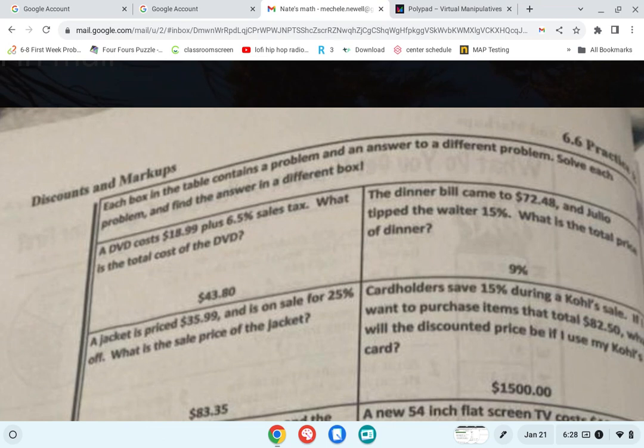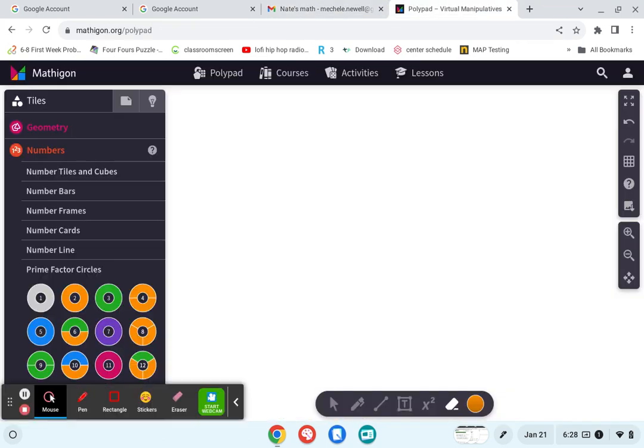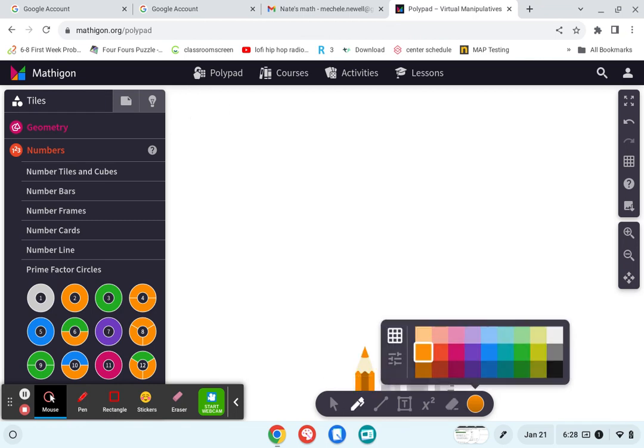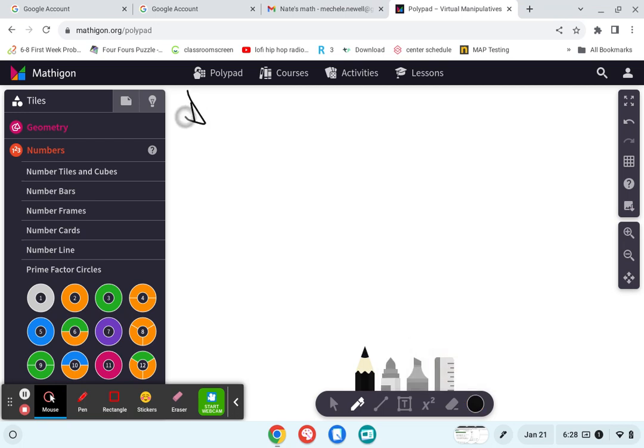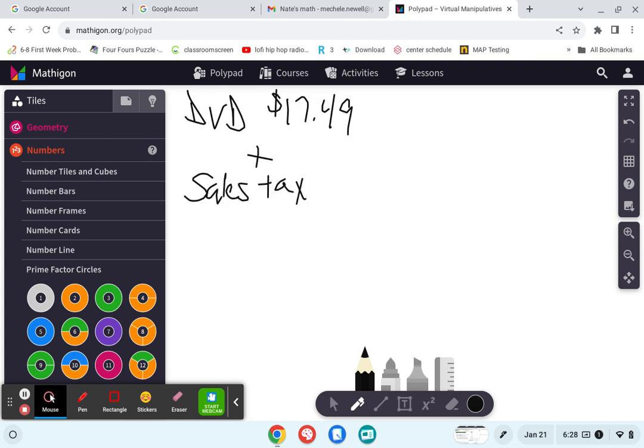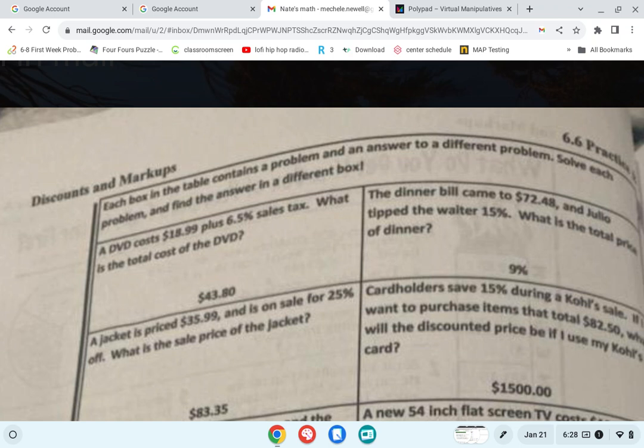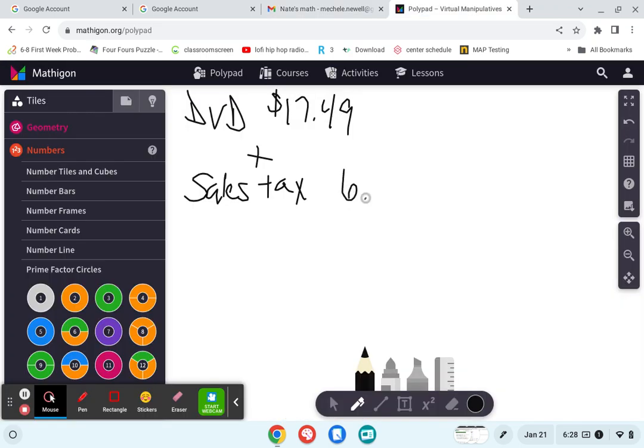So let's just take a look, and I'm going to give us a different problem. Okay. Our problem is going to be that a DVD costs $17.49 plus a sales tax of 6.5%. Okay. And they want to know what is the total cost. How much am I going to pay altogether?